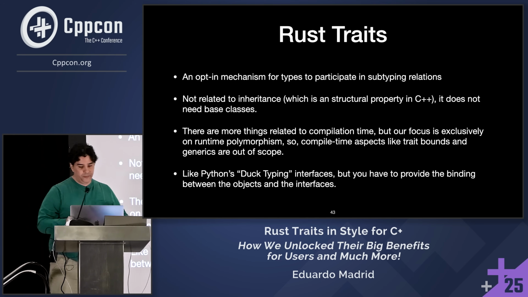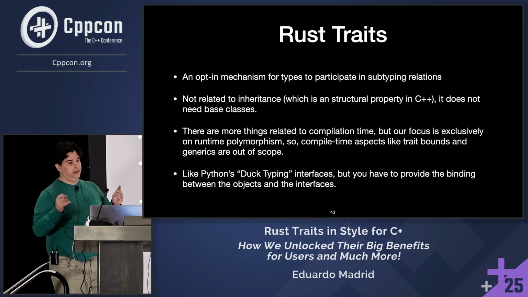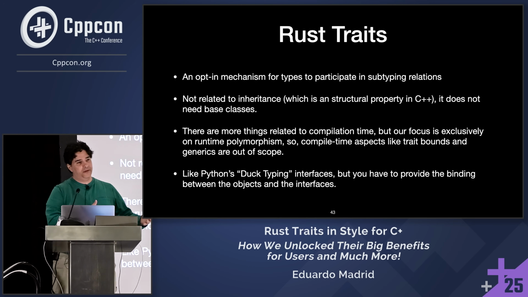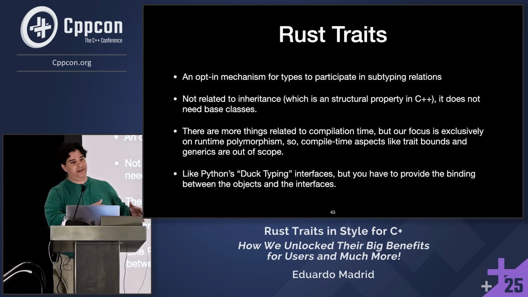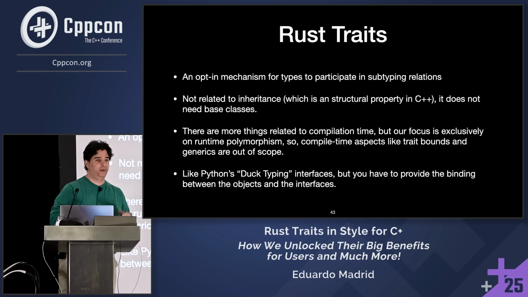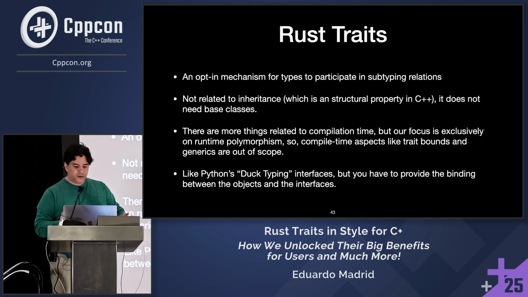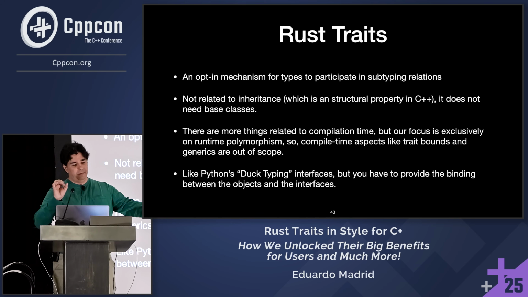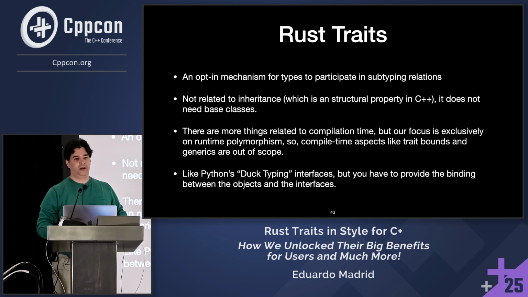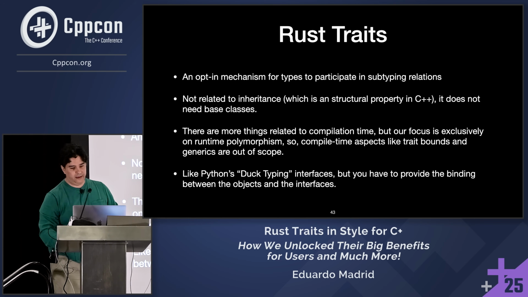Another thing is that it truly captures the essence of the benefit of Python's duck typing, which is one of the reasons that Python is very popular, in my opinion. It's just that you have to be explicit in the binding between the objects and the interfaces, all right? So that's quite an acceptable trait that I'm happy to endorse.